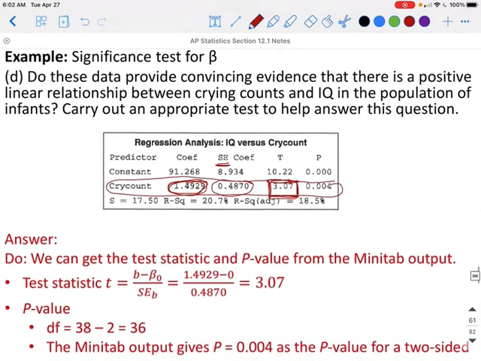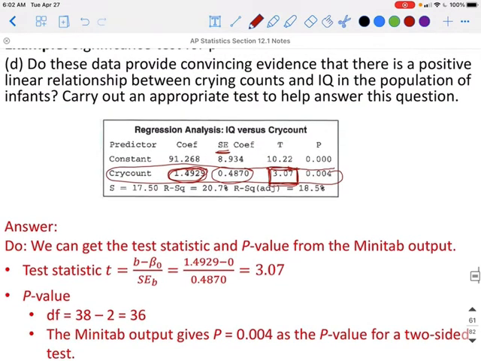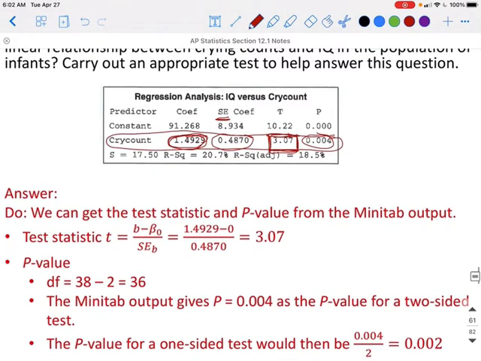To get the p-value, if you were to do this by hand, you would need the degrees of freedom. There are 38 babies, so we're going to do n minus 2, which gives us 36. If we look at the Minitab output, it does give us a p-value of 0.004, but that's for a two-sided test. If you remember back to your hypothesis, we said that we were looking for a one-sided test, and our hypothesis was that beta was greater than 0. So to find our p-value for a one-sided test, we're just going to take our p-value and divide it by 2, and our p-value will be 0.002.